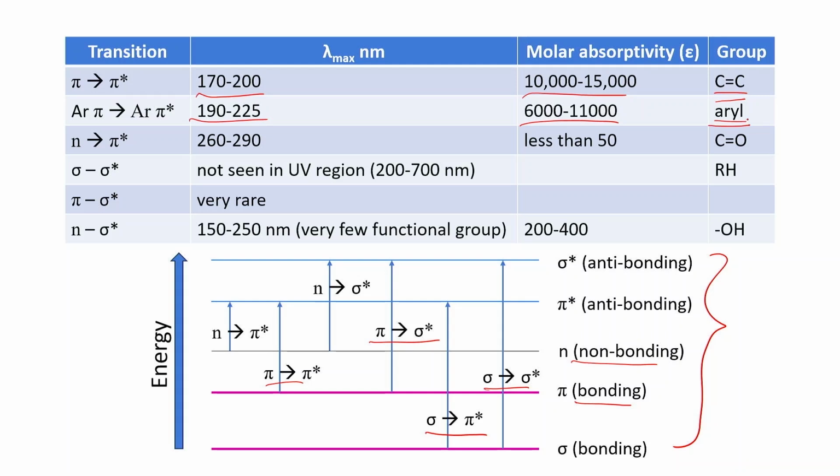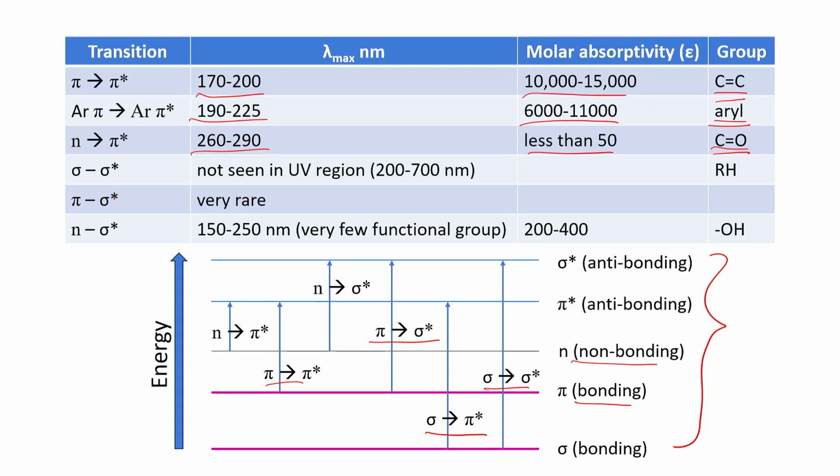And the next one is n to pi star transition, which ranges from 260 to 290 nanometer. Obviously this is the one which falls in our range, which is 279, and the molar absorptivity is also less than 50. In the problem it is given as 15. So this is less than 50, and these are shown by carbonyl groups. So the given transition is generally happening due to n to pi star transition.